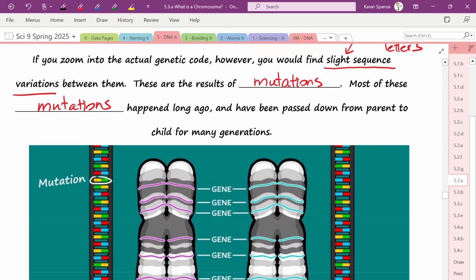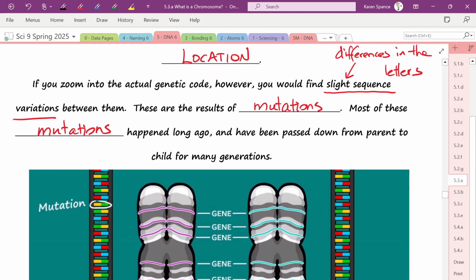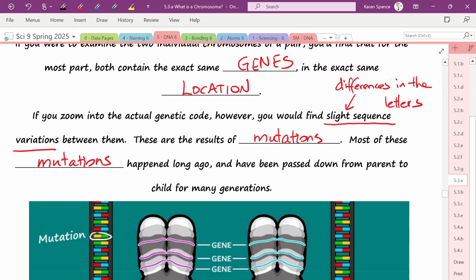So if we have a matching pair of chromosomes, whoops, sorry. I'll give you guys a minute to finish there.